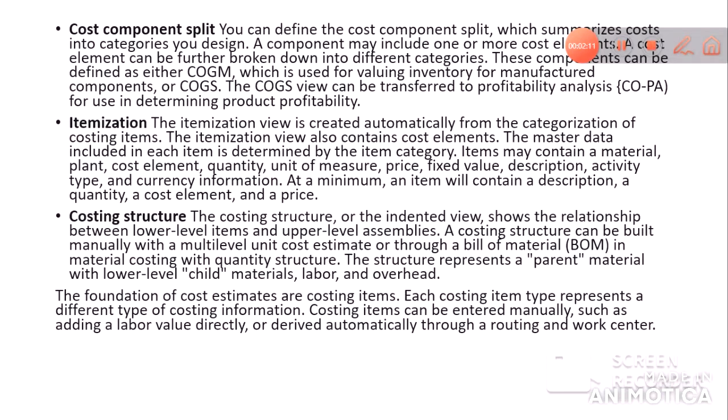Items may contain a material, plant, cost element, quantity, unit of measure, price, fixed value, description, activity type, and currency information. At a minimum, an item will contain a description, a quantity, a cost element, and a price.